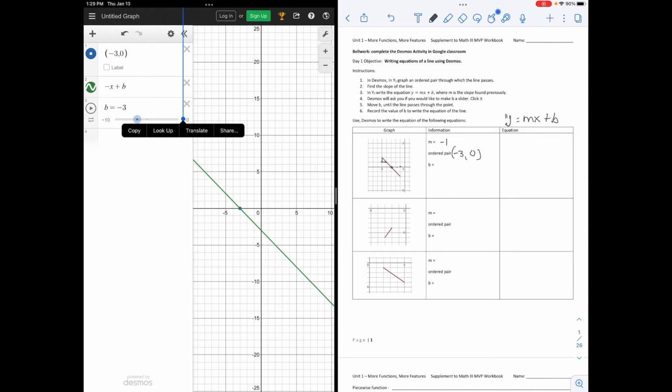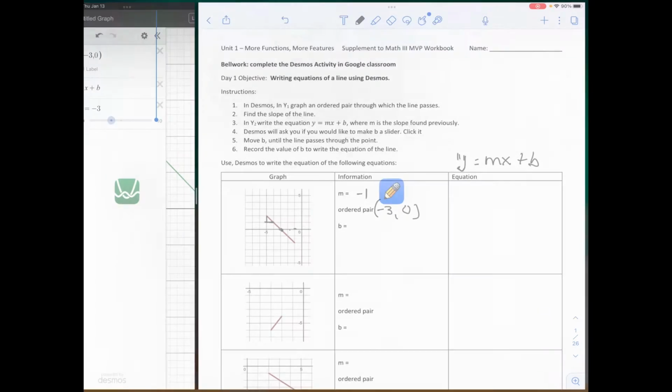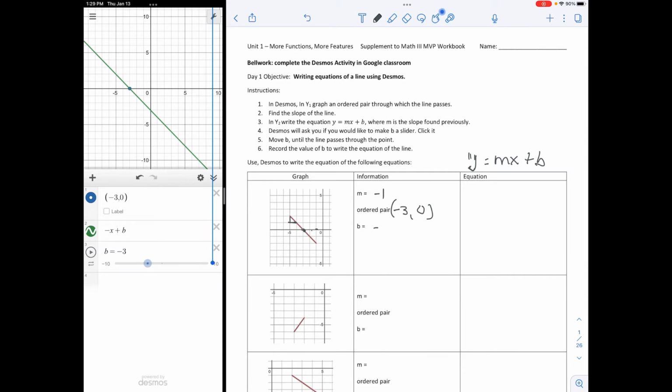The line is going through the point, and from there I can determine my y-intercept. We can also press on it and it'll tell us that our slider b is -3. Okay, so b is -3. Because b is -3, I can write my equation of the line as y equals -x plus -3.